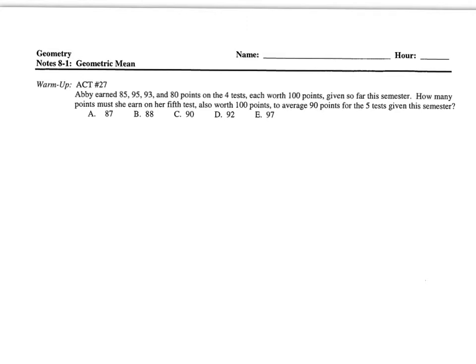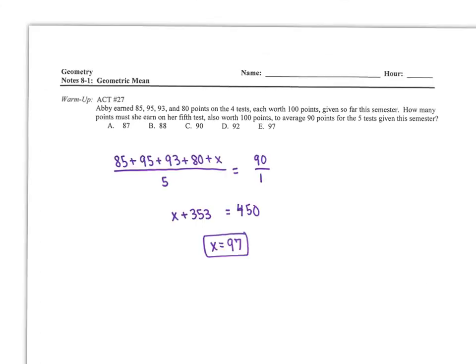Right now I want you in pencil to work on the warm-up. As you're working on it, please pause these notes. When you are done with the warm-up, please unpause the video, get your red pen, and make corrections. So pause the video. Okay, you should be done with the warm-up, and the answer is 97.